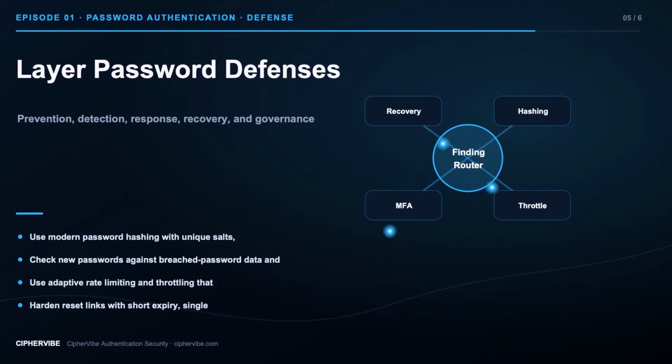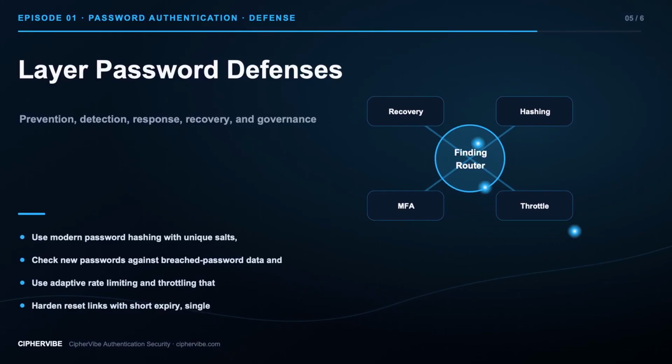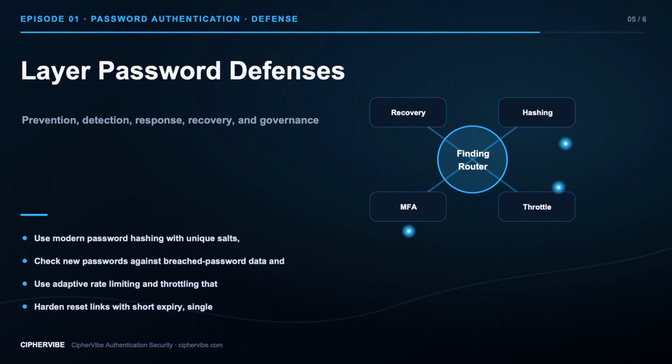What makes the event less likely? What evidence would reveal it? Who can contain it? How will trustworthy operation be restored? Who owns the decision and accepts remaining risk?